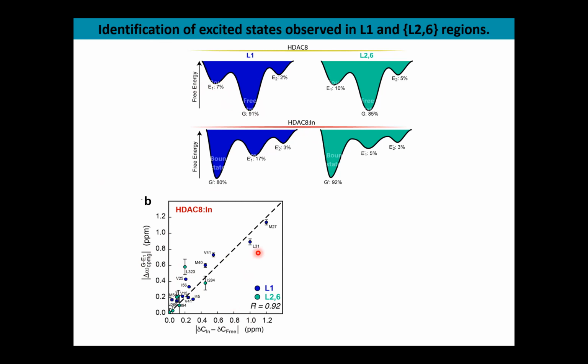It means the first excited state observed in the free state is nothing but the bound state, while the first excited state observed in the TSA-bound state is nothing but the free state. Now the question is, what is the second excited state?